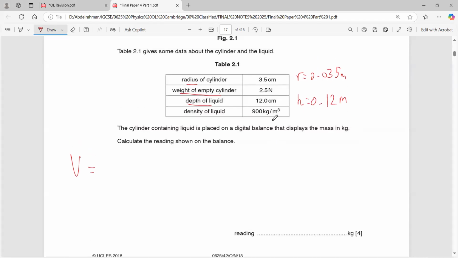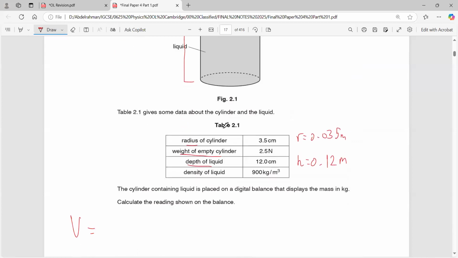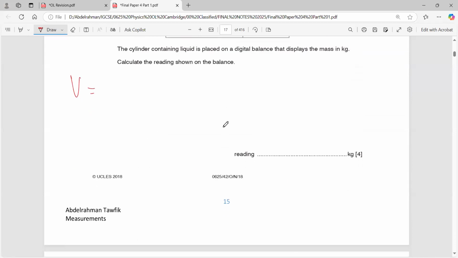So the area of this base, what is this base? This is a circle. It's not 2 pi r, it's pi r squared. It's pi r squared times the height. Area of the base, which is a circle, times the height. You have pi r squared times the height.